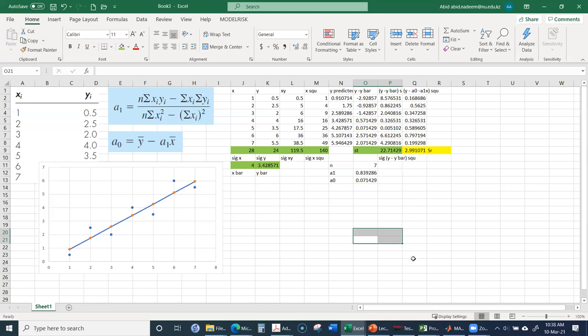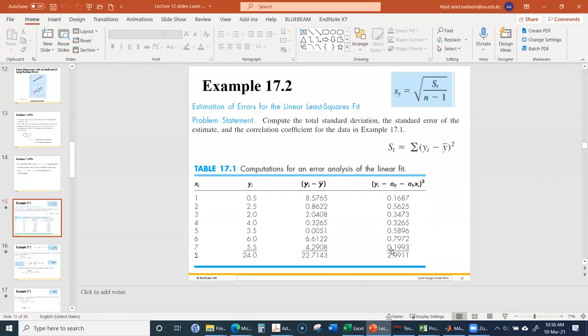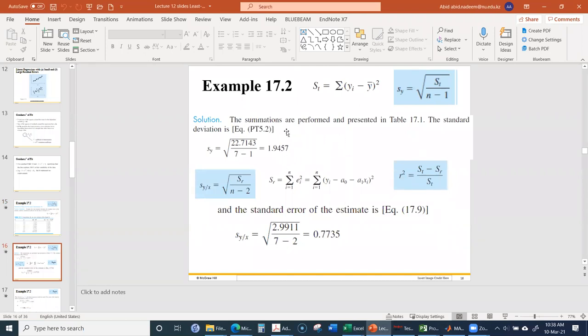So in this case now, by this formula, we have found the ST and we have found the SR. There is another thing which we can find, which is called SY, which is the standard deviation, okay? The standard deviation will be given by this formula. So it will be equal to 22.7143, which is the sum of the squares around the mean, divided by n minus one. N minus one is the degree of freedom for that value. So n is the total number of data points and minus one is for subtracting out that one mean value. So 7 minus 1, that is 6. So it will be 1.9457. So this is the standard deviation of the data.